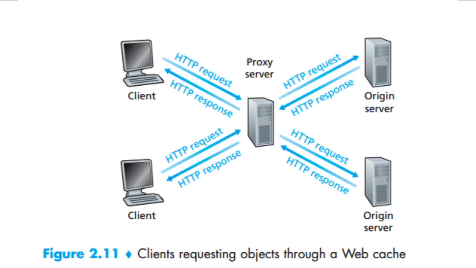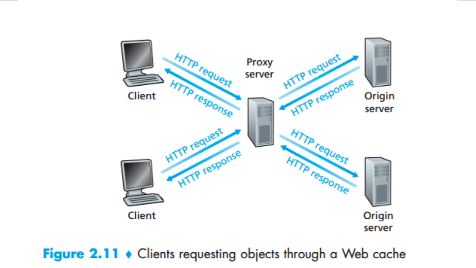Web caching. The browser establishes a TCP connection to the web cache, then sends an HTTP request for the object to the web cache. The web cache checks to see if it has a copy of the object stored locally. If it does, the web cache returns the object within an HTTP response message to the client's browser.